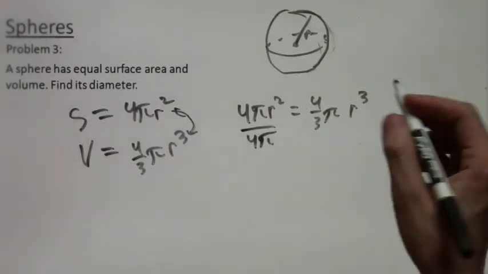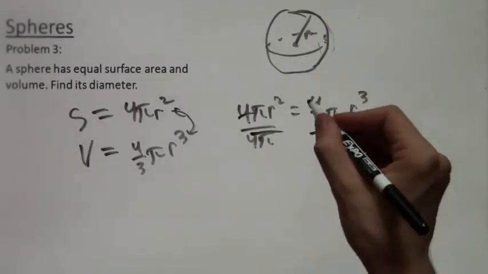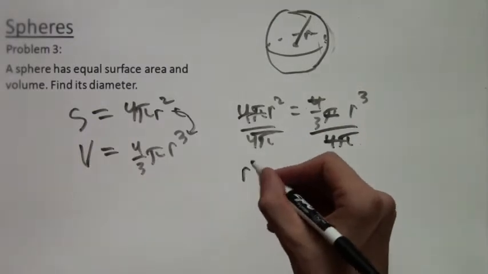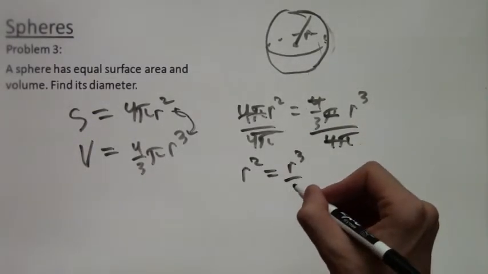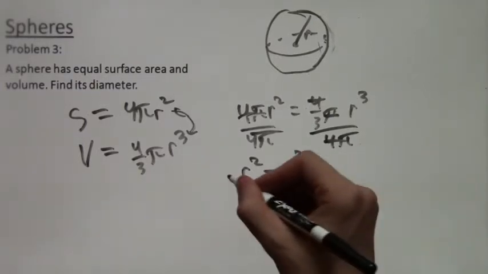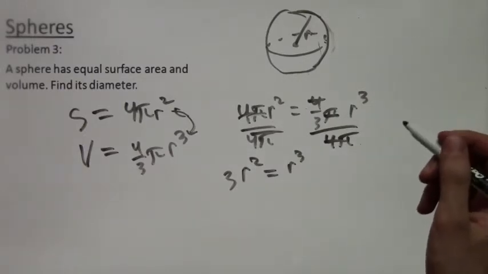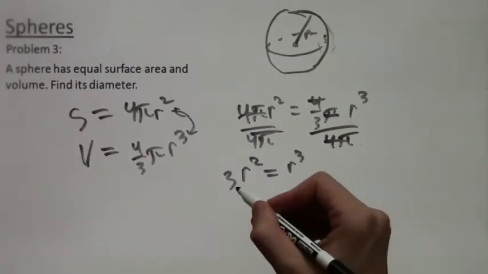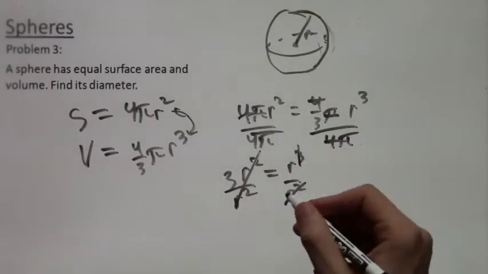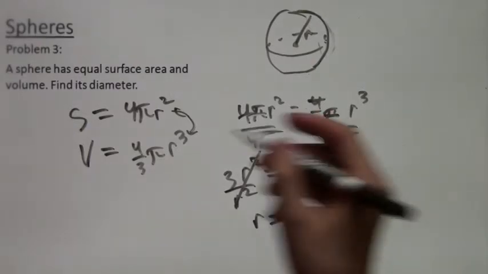We can divide by 4 pi on both sides. So the left side will just become r squared, and the right side will become 1/3 r cubed, or r cubed over 3. So now to solve this, first I'm going to multiply by 3 on both sides, and then I'm going to divide by r squared. And when we divide by r squared, on the left side all we have remaining is 3, and on the other side we get r. So r equals 3. So there it is.